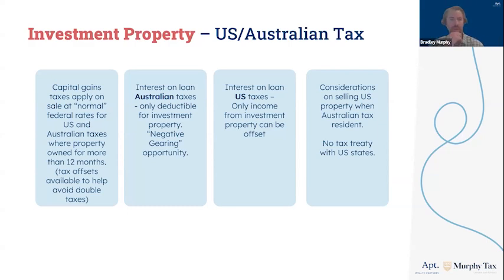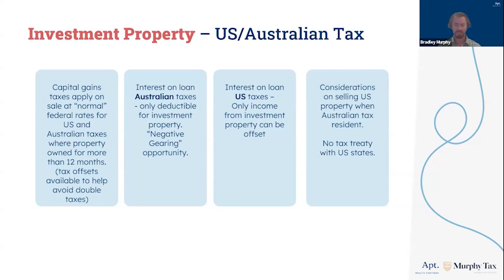As most Aussies would know, in Australia there is a very nice tax concession that allows you to effectively negatively gear a property, which basically means that the interest on the mortgage is available as a loss to offset your employment income or other income. So it's quite common to deliberately have a property that's making losses, and that loss can offset your employment income in Australia or other income in Australia, which is nice.